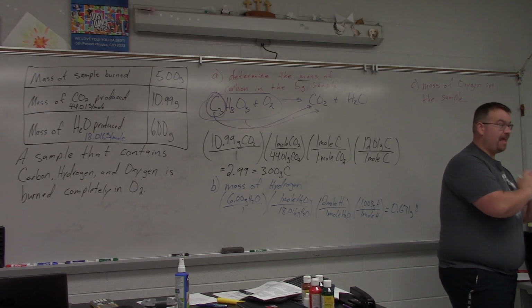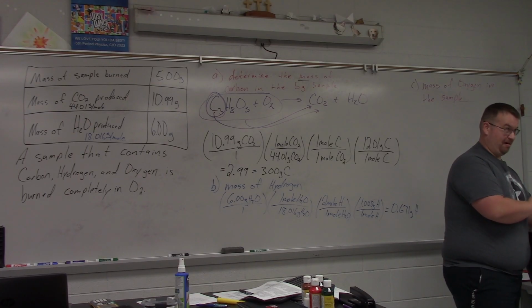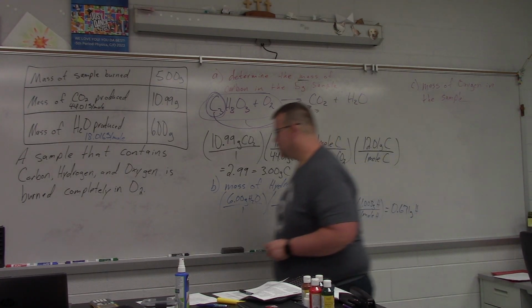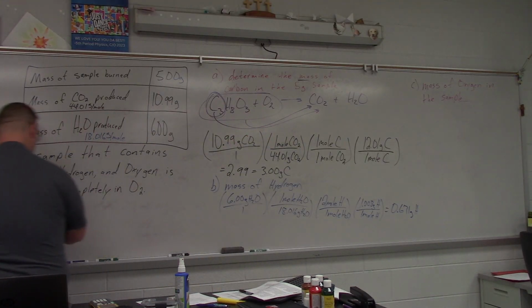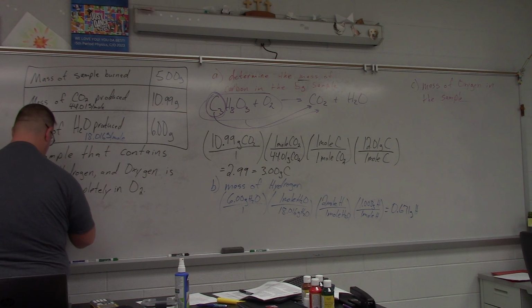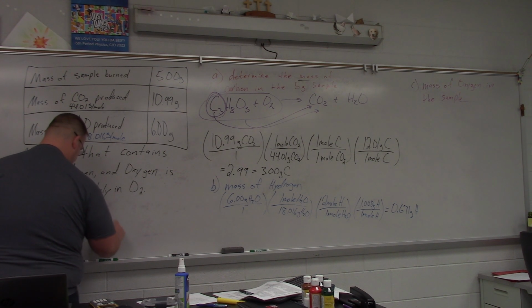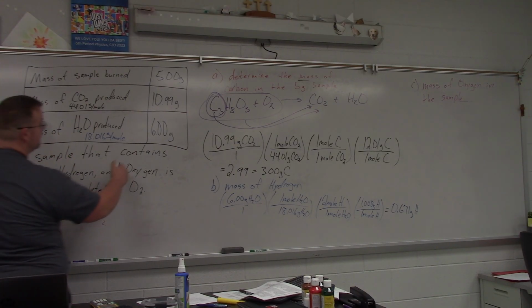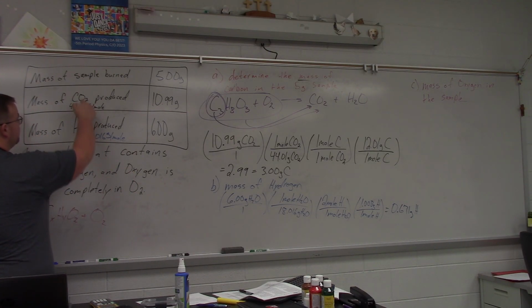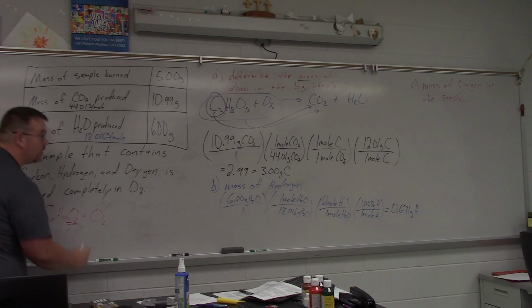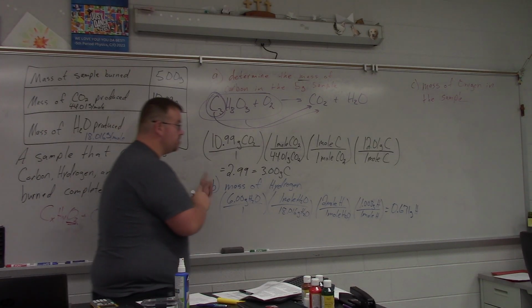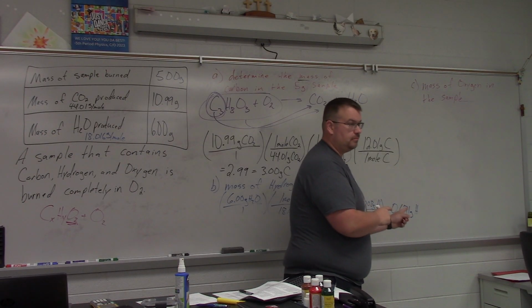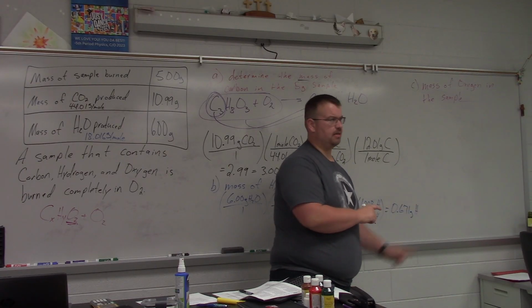This is why the AP chemistry test is hard. Is the oxygen in the sample? Because you have some hydrocarbon that has carbon, hydrogen, and oxygen in it that reacted with oxygen. So all of these oxygen atoms you're seeing up here did not all come from here. So you cannot do what you just did.